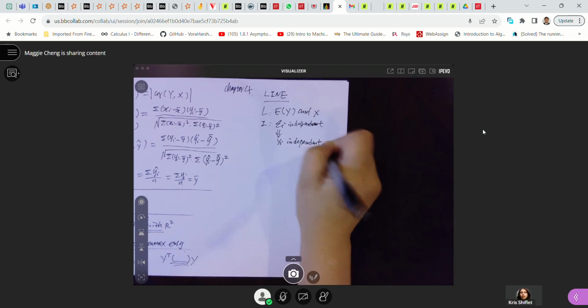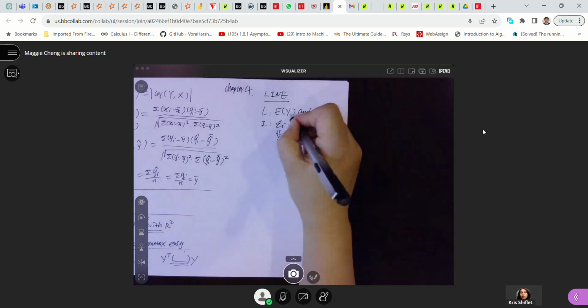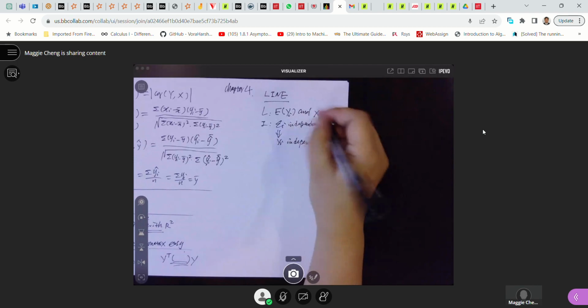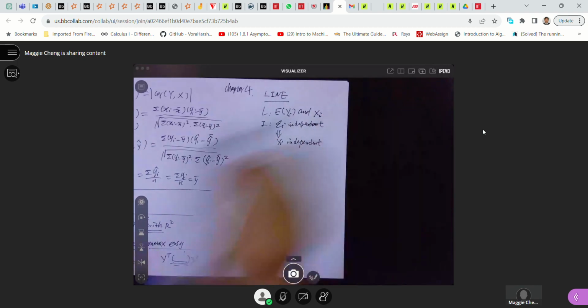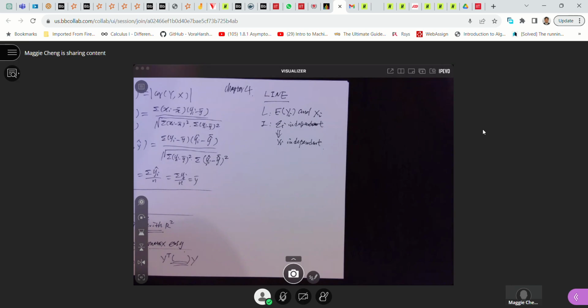Professor, they also need to add that E of yi has a linear relationship with xi. Yes? Someone said that you're not recording.